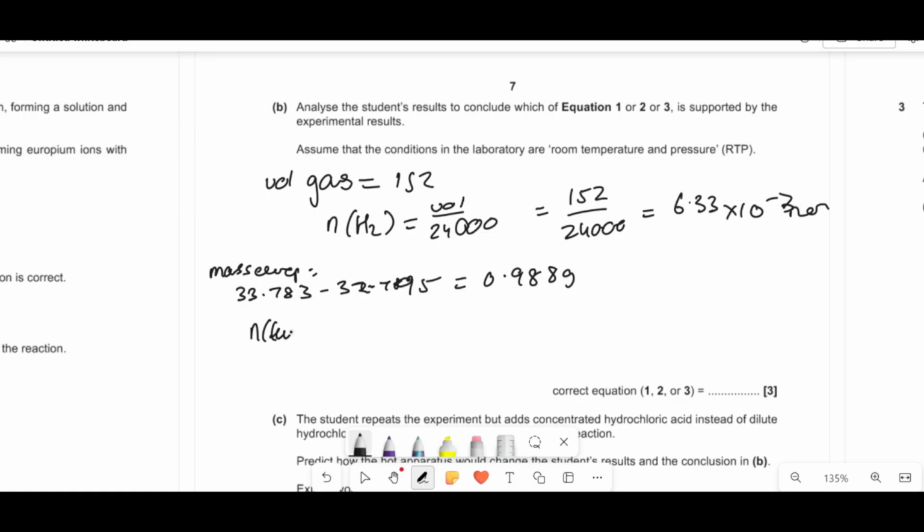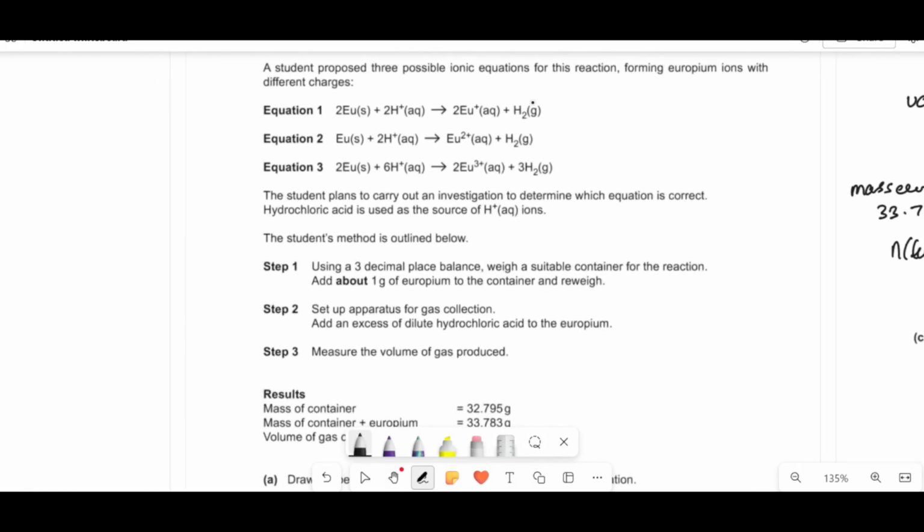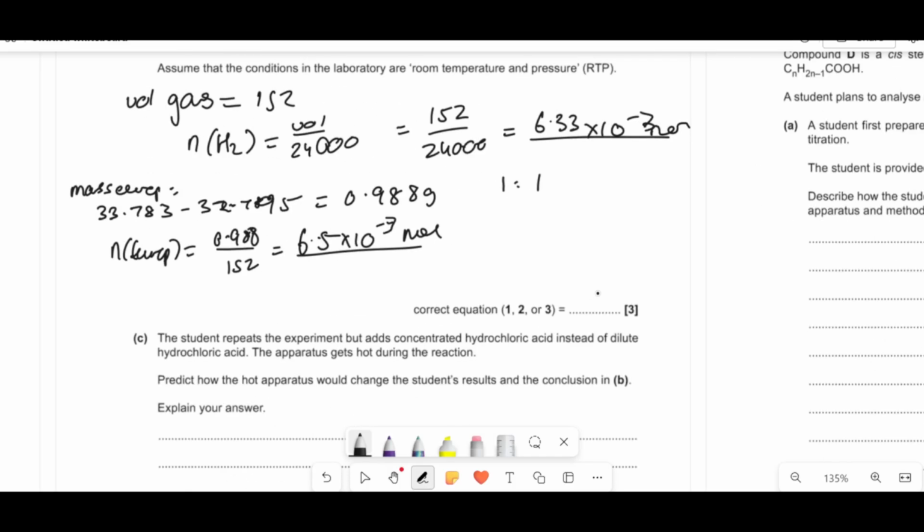So the moles of europium is going to be 0.988 over its AR, which is 152, which is 6.5 times 10 to the minus 3. So 6.5 times 10 to the minus 3 moles of europium led to 6.33 times 10 to the minus 3 moles of gas. Can you see how they're roughly in a 1-to-1 ratio? They're nearly the same number. So whichever one of these has 1 mole of gas and 1 mole of europium is the one. So it's 2. So equation 2 is correct.